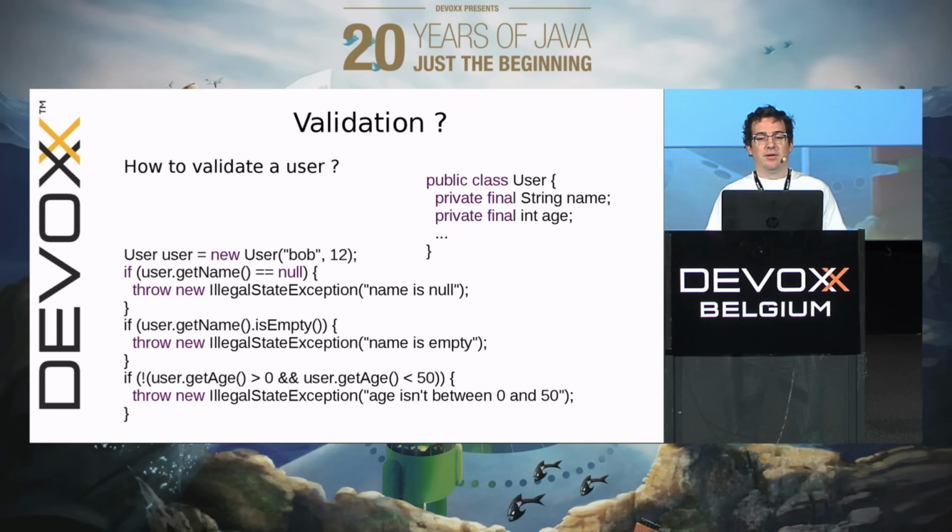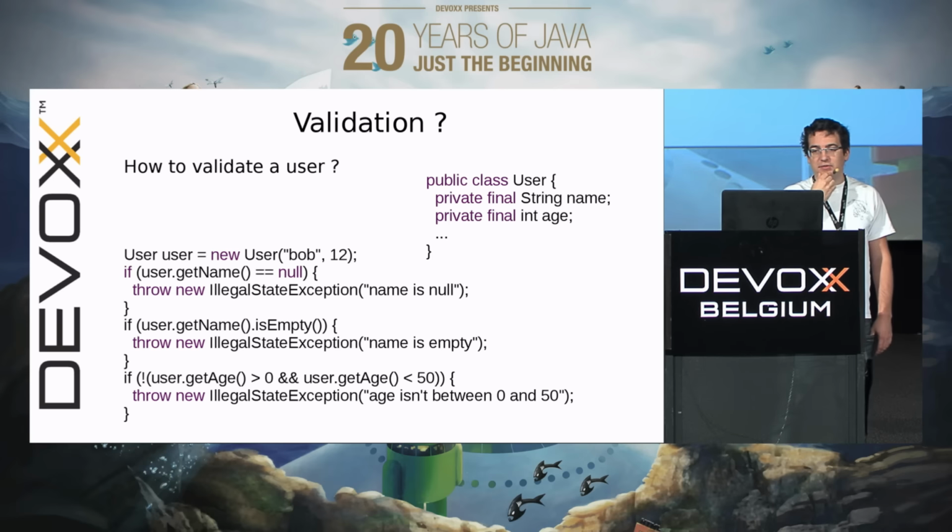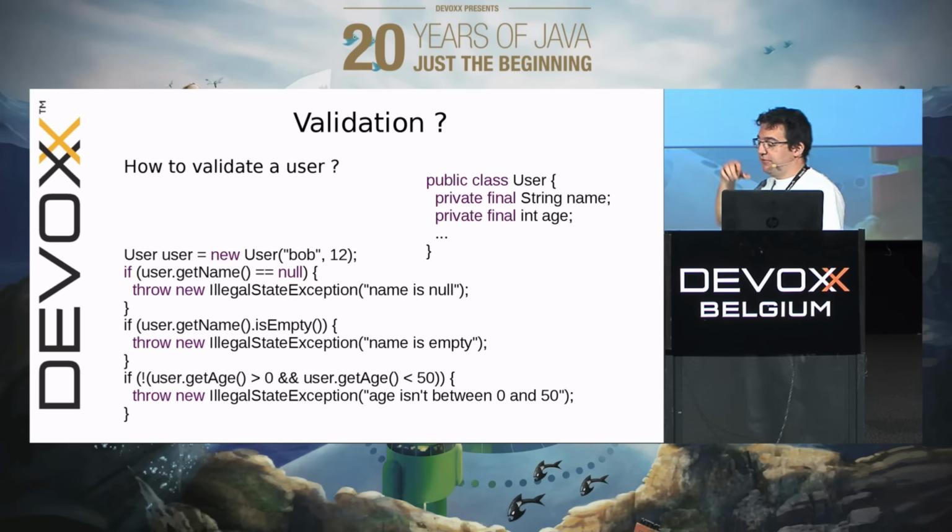Another example. We will see a special design pattern which is not in the Gang of Four book, but which is important because nobody is able to explain it in a simple way. Let's say I have a user that comes from somewhere and I want to validate that my user is correct. I use a framework that takes some parameters that come from a UI, for example, and I want to validate that the name of the user is not null or not empty, and that the age is between something like 0 and 50. I can write this kind of code.